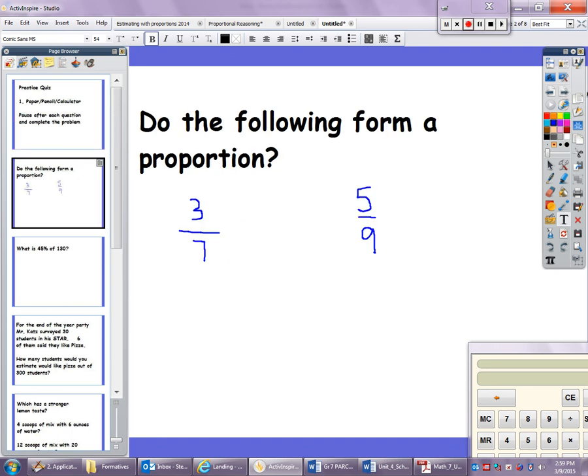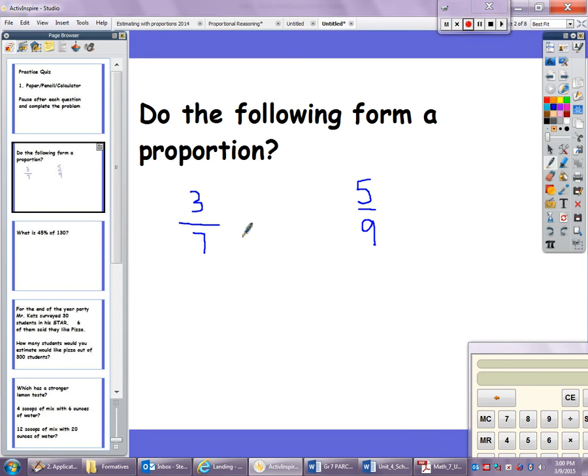Go ahead, the first problem is, do the following two ratios form a proportion? Go ahead and pause, and then as soon as you're ready, play the video to see if you got it right. All right. So for this problem, asking if something is a proportion is essentially asking, can you set these two fractions equal?